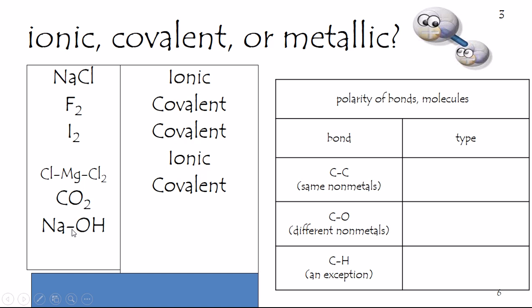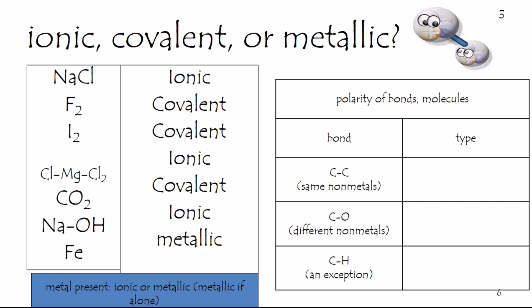Sodium to oxygen bond, as shown here, is a metal, left of the staircase, to a nonmetal, right of the staircase, and therefore that is an ionic bond. And finally, if you just have a pile of iron, this is all metals, and so it is simply a metallic bond.